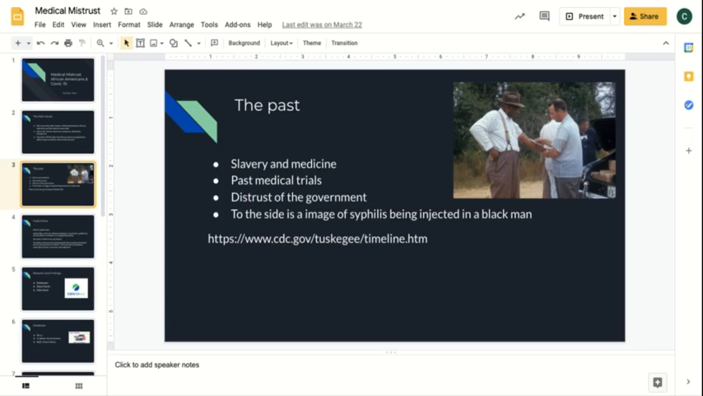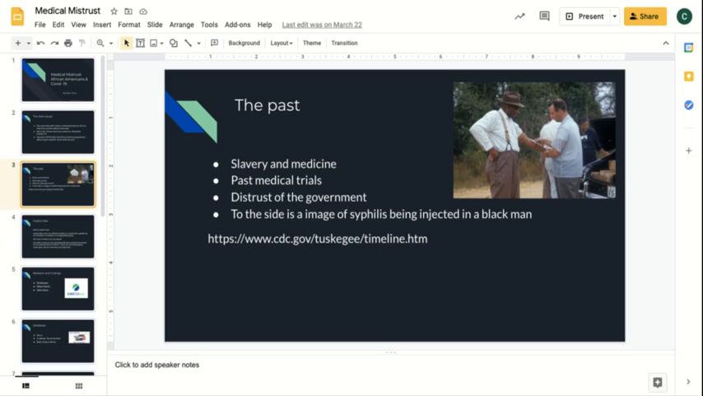If we take a couple steps back and talk about the past, there was slavery and the different trials and testing that occurred on slaves that weren't exactly okay. For example, performing labor on African American females without using anesthesia, past medical trials such as the syphilis study, and overall mistrust in the government that stems from different things depending on who you ask.